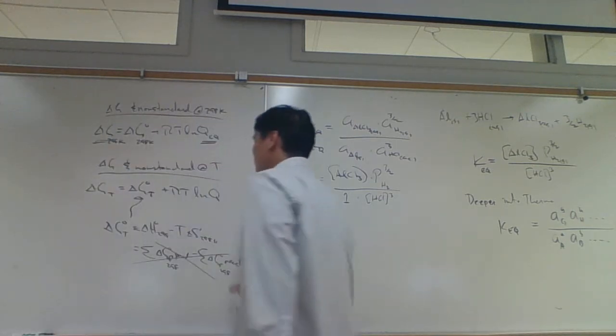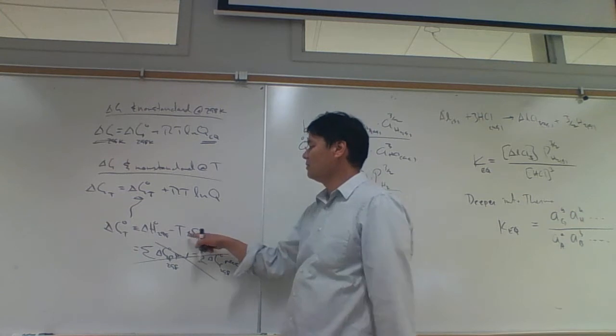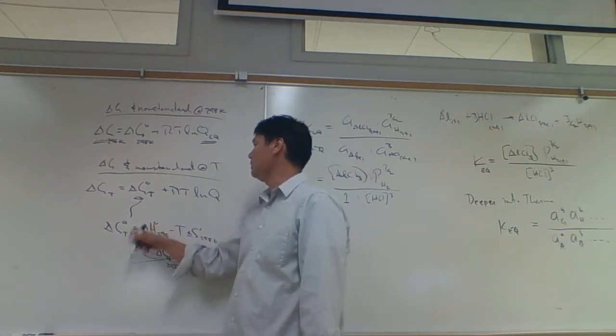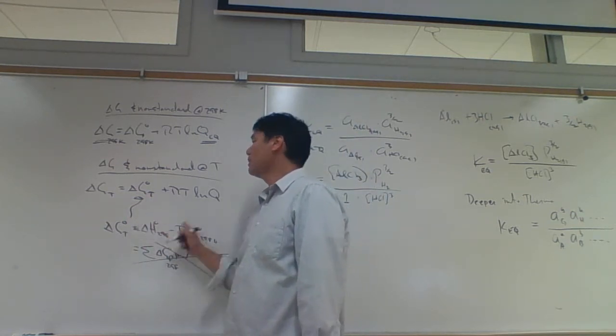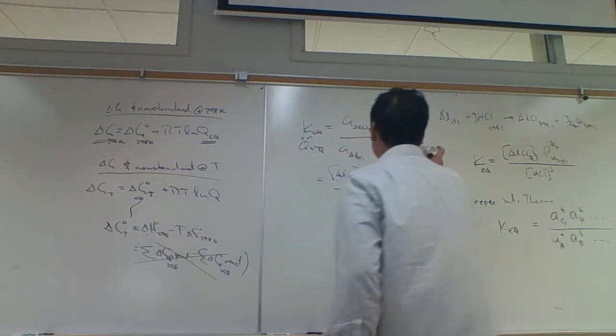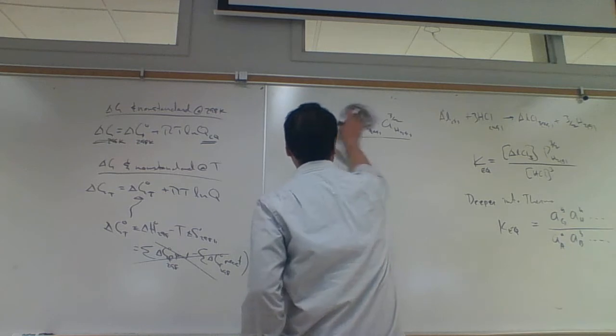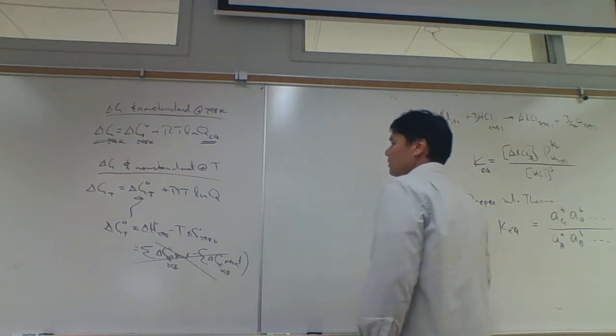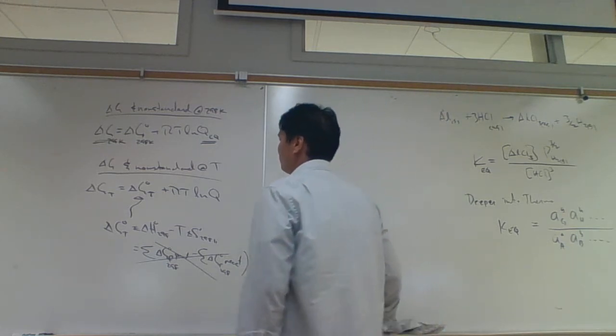What we can do is two separate calculations. First we calculate delta G naught at temperature T and then plug that in here. Or we can just combine these into one equation. Sometimes we combine these into one equation because we're after something that's desired. So sometimes we need to solve for T.